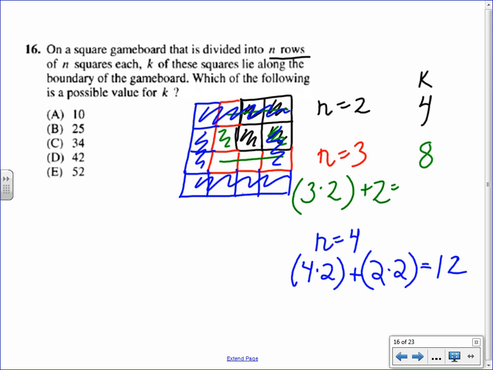So now let's see if we can see a pattern here. So our k values are 4, 8, and 12. And you might notice that these are the multiples of 4, because this is 4 times 1, this is 4 times 2, and 12 is 4 times 3. And this makes sense if we think about it, because each time we're adding 4 extra squares, basically.